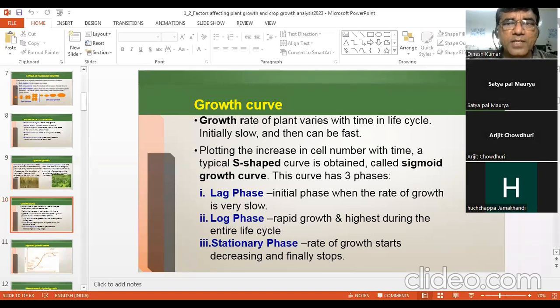Growth rate of a plant varies with time. Varies with time means initially it is very slow, which is known as lag phase. Then it is at a fast rate, which is log phase. And then comes the stationary phase, where there is no more growth. Rather, there may be a decline in growth. So if you plot the increase in cell number with time, you will find an S-shaped sigmoid growth curve: lag phase, log phase, and stationary phase.